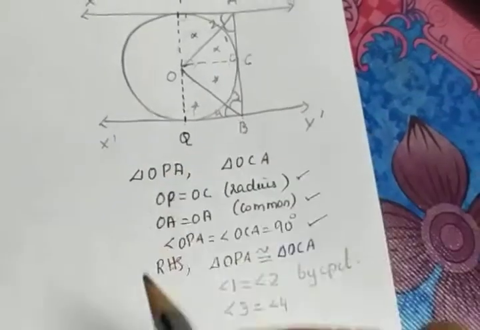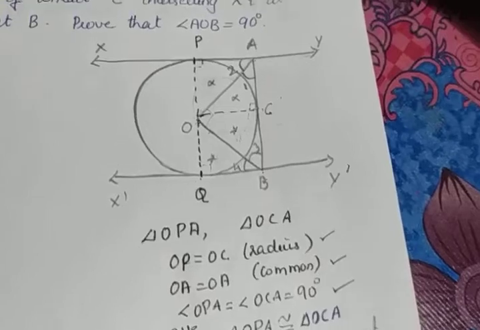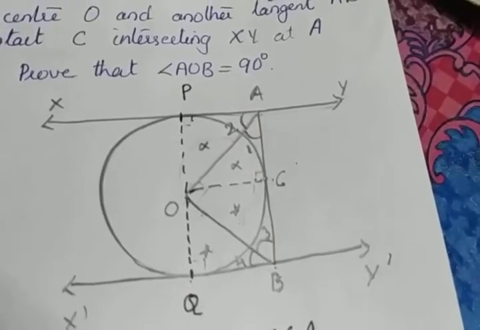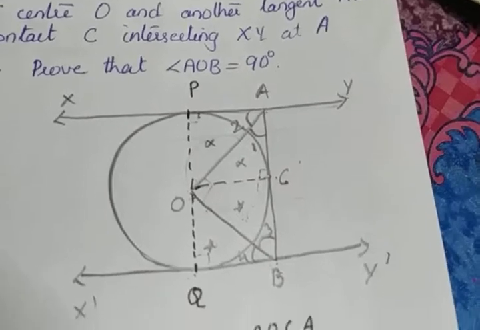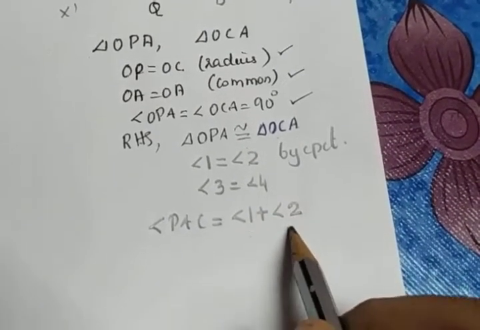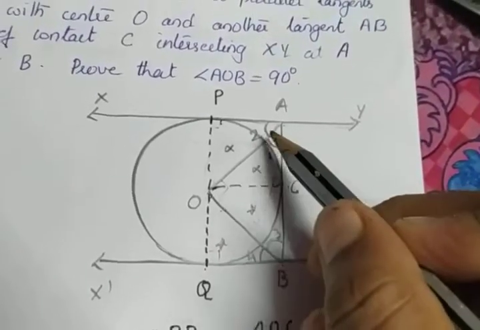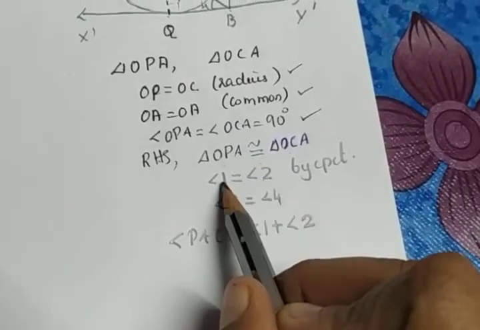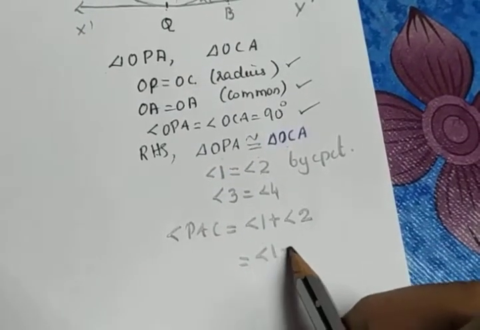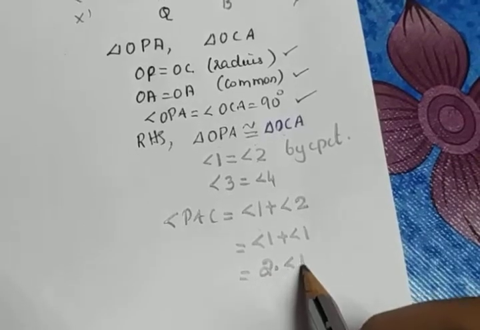Again, we are going to take angle PAC. From the figure, what is angle PAC? Angle PAC is angle 1 plus angle 2. Instead of angle 2, I am writing angle 1. Why? Because we know that angle 2 equals angle 1. So angle 1 plus angle 1 gives you 2 times angle 1.